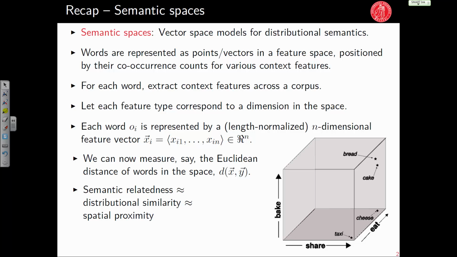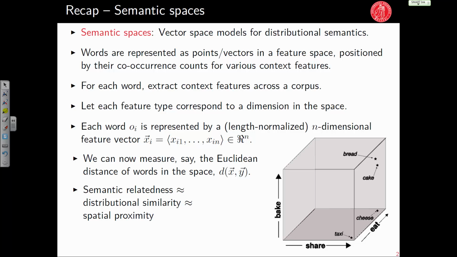And then, based on this representation of words, we introduced two similarity measures, the Euclidean distance and the cosine similarity measure, which is based on the angle between the vectors. And then the overall story became that if we can approximate semantic relatedness using distributional similarity, the distributional hypothesis, then distributional similarity can be approximated through looking at spatial proximity, so Euclidean distance and again cosine similarity. So, yet another visualization, just to make sure that you understand this.